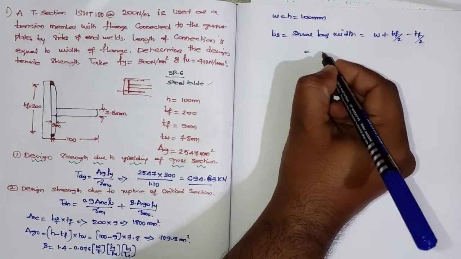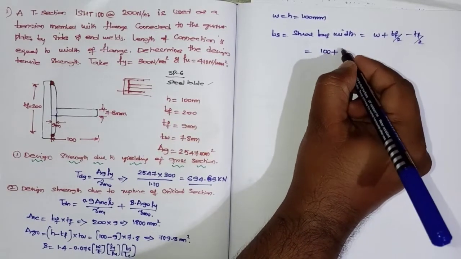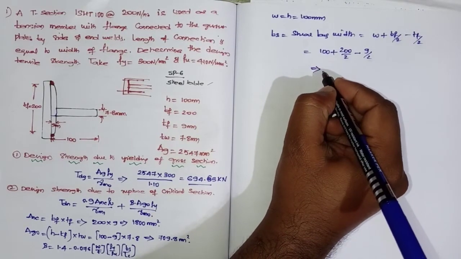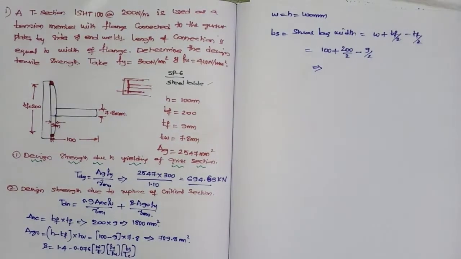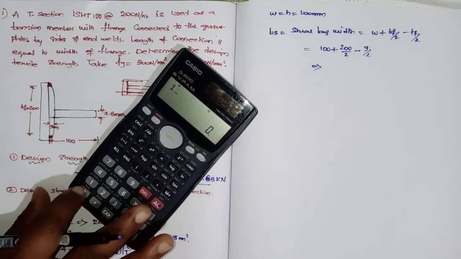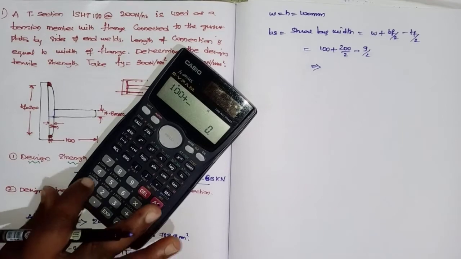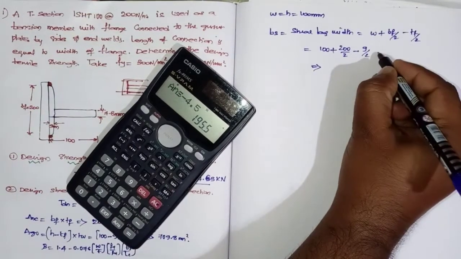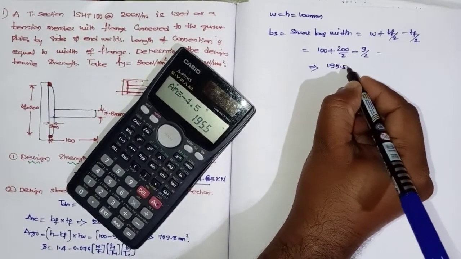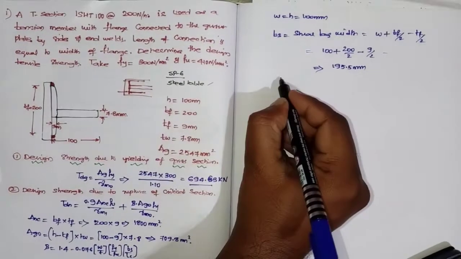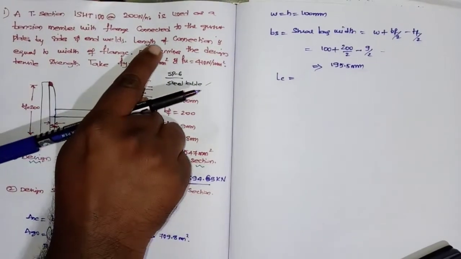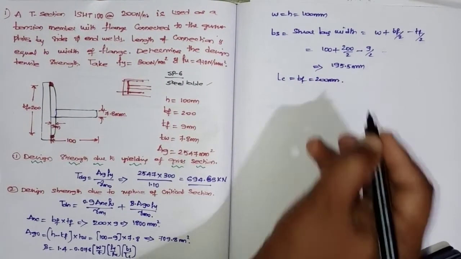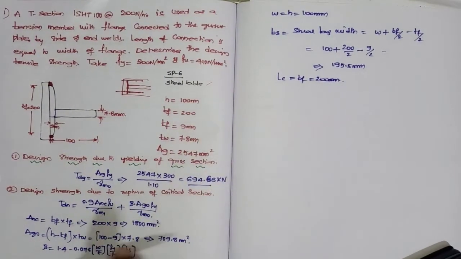For that, what is w? 100 plus 200 by 2 minus 9 by 2. So how much will it be? 9 by 2 means it is 4.5, right? 100 plus 100 minus 4.5, it is 195.5 mm. Next, Lc equals what? It is given that length of connection is equal to width of flange, that is bf, which equals 200 mm, right?